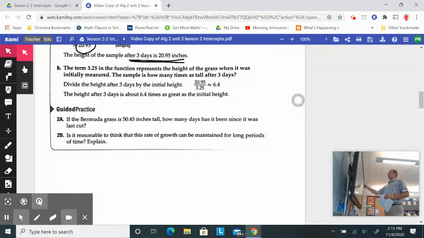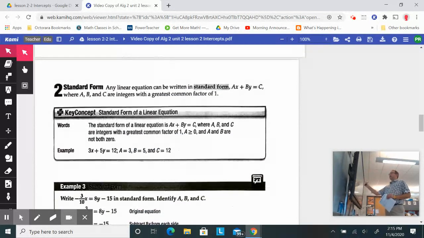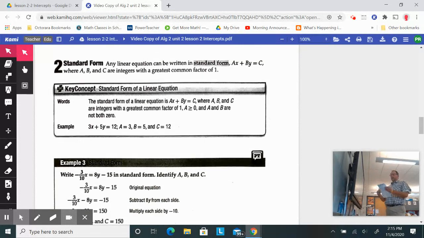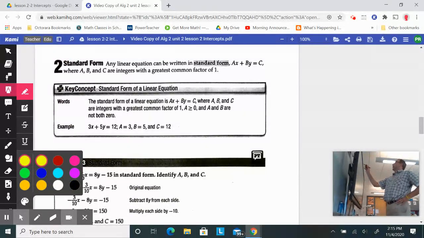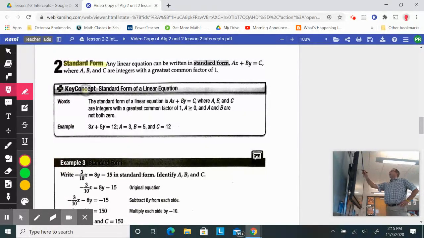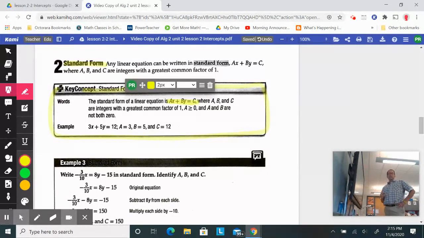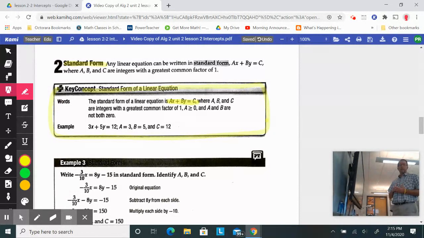All right, let's slide to the third page, the front of the second sheet in the note packet. It's talking about standard form. This is something that we should be familiar with. We have this concept box, and the idea of standard form is you can write any linear equation in this form. If it's a linear equation, a linear function, it can fit this form. It doesn't always have to look like that, but you can turn it into that. It's ax plus by equals c.